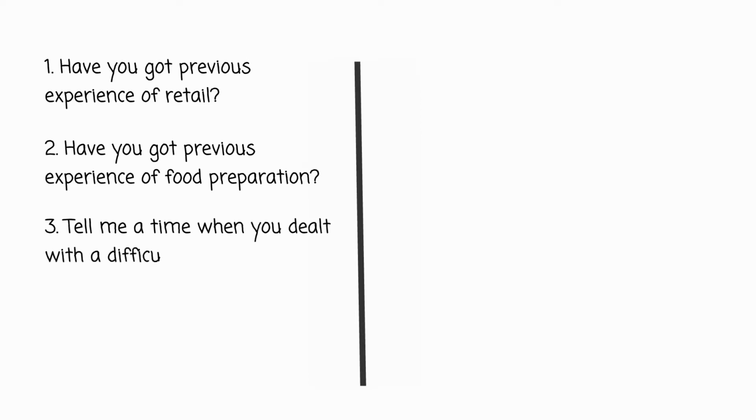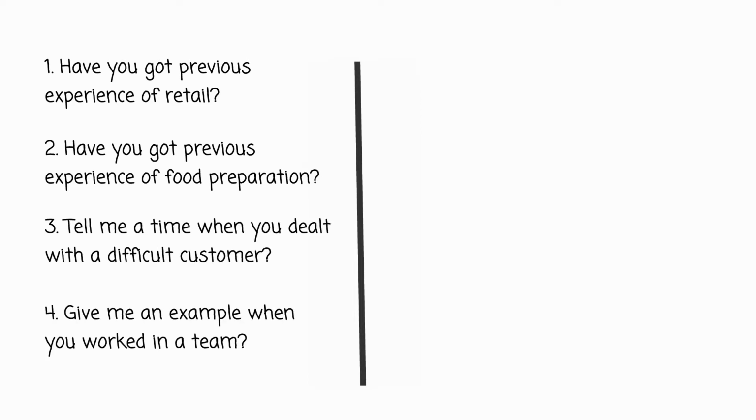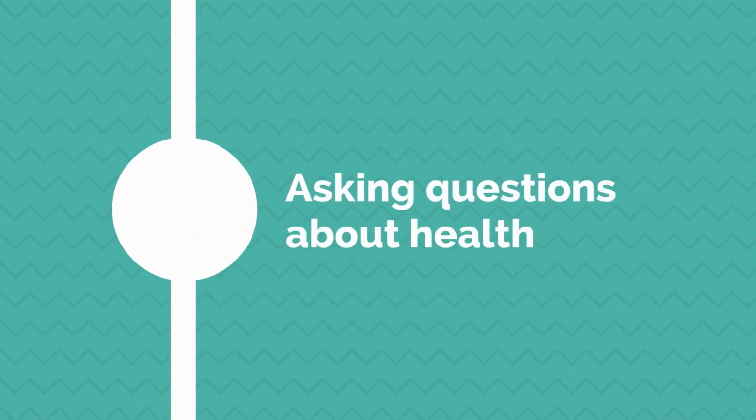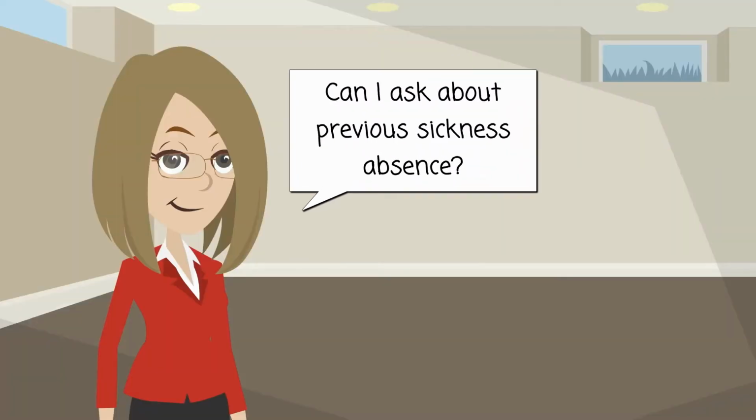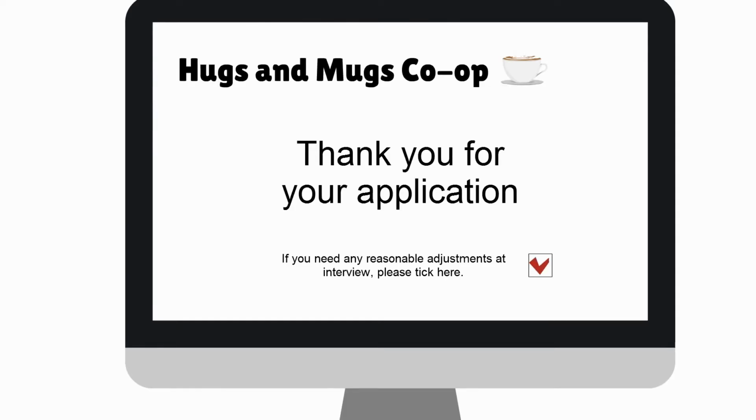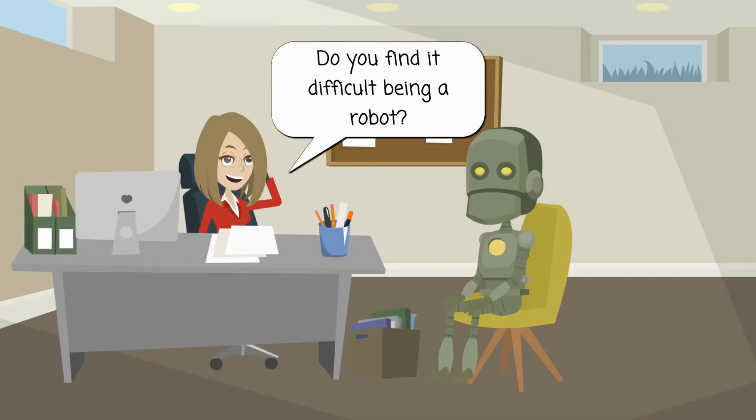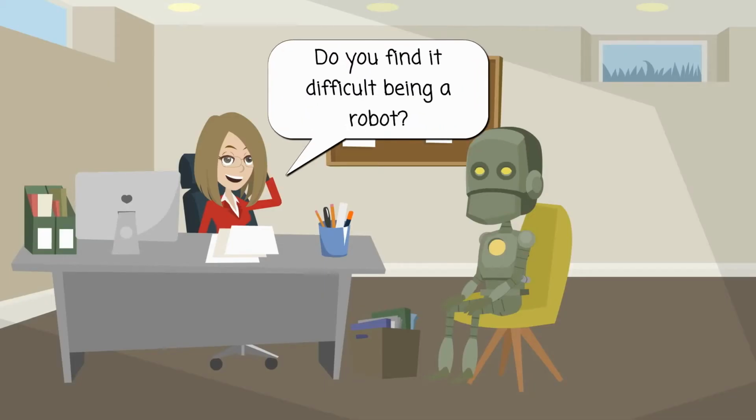Stage 5. Interviews. Write a list of questions that you want to ask your candidates based on the job description. It is illegal to ask people about their health before you offer them a role. This includes previous levels of sickness absence. The exception to this is asking someone whether they need any adjustments to the recruitment process or collecting diversity information. Remember to keep the interview related to the job description and avoid questions which could be seen as discriminatory.